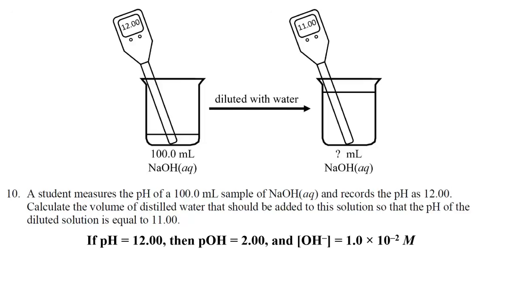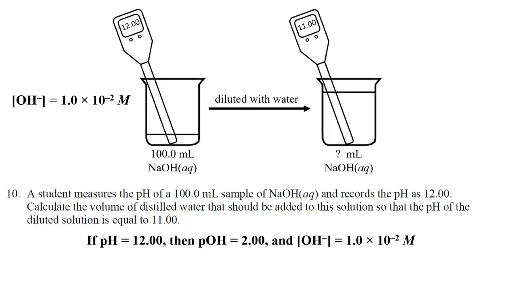So remember that 14 minus the pH is equal to the pOH. So if the pH is 12, then 14 minus 12 is 2. And if the pOH is 2, then the concentration of the hydroxide ion would be 1 times 10 to the minus 2. So in the original solution of 100.0 milliliters of aqueous sodium hydroxide, the concentration of the hydroxide ion is 1 times 10 to the negative 2.